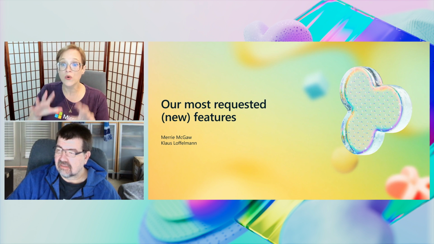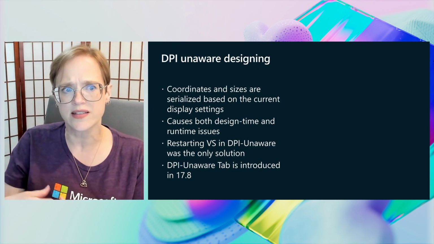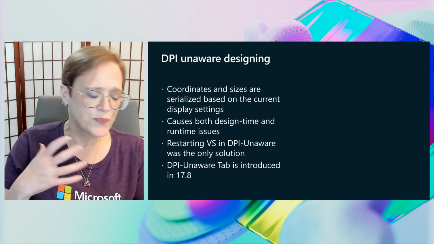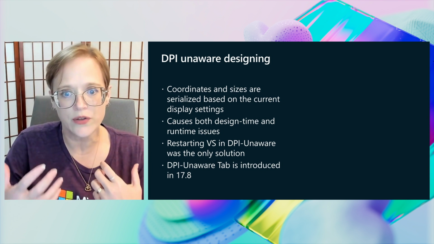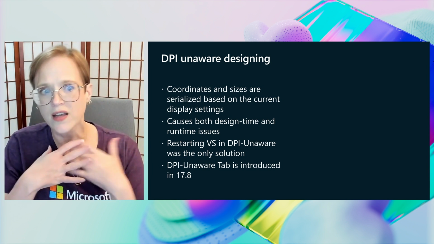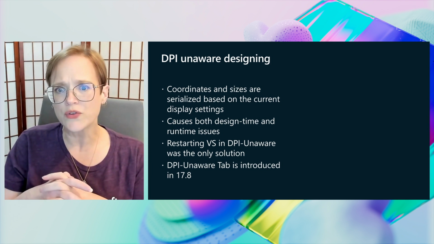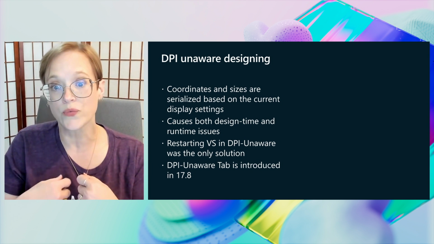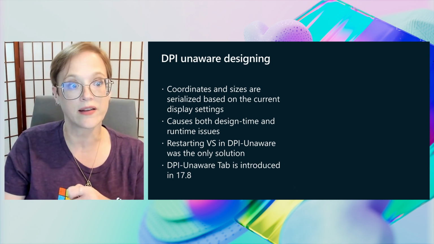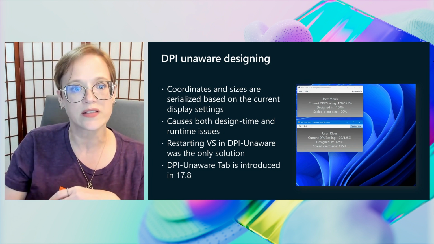So, WinForms in .NET, the first thing we're going to do about those surprises is talk about two of our most requested features. The first one is mine, and it is the DPI unaware designing. Basically, you and I may have different DPI scale factors that we might want to use on our systems. I like 150, Klaus likes 100% scaling. Unfortunately, every time you switch your scale factor, the coordinates are reserialized and recreated based on your current scaling. This causes some nasty problems in both the design time and the runtime.